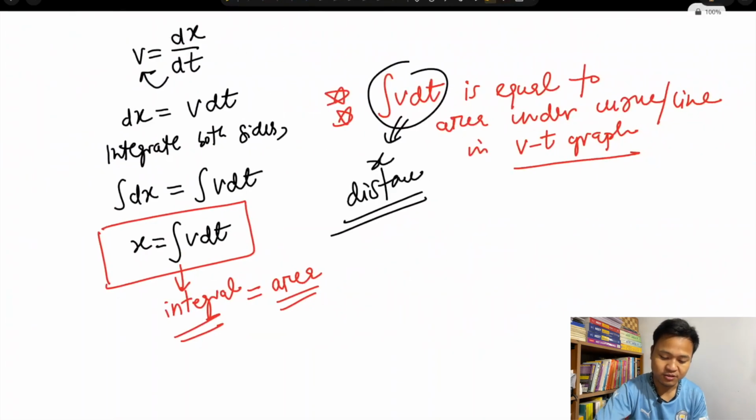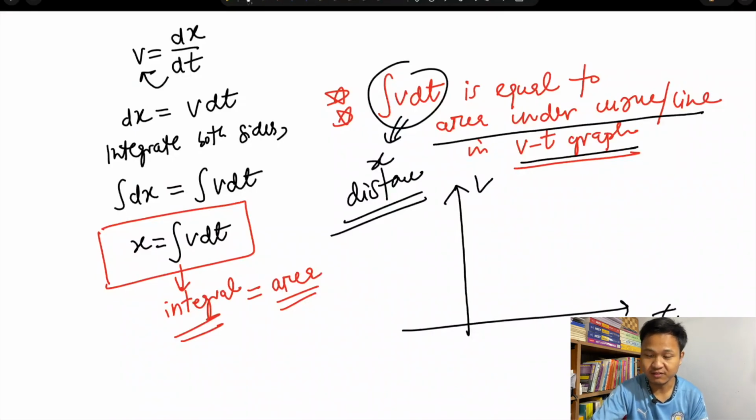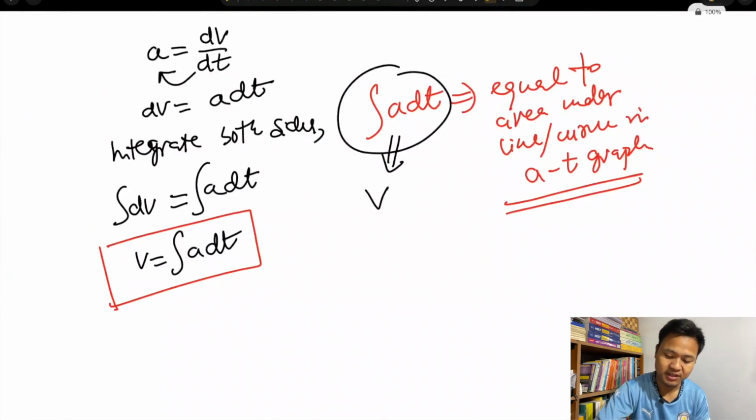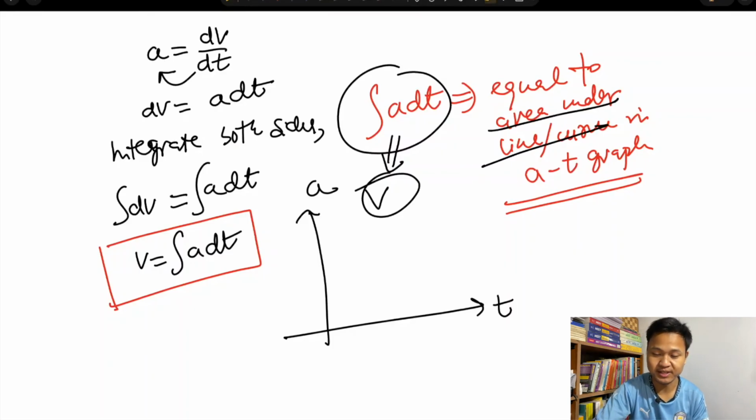Third, if you have a v versus t graph, here distance will be given by the area under the curve. So in a v versus t graph, distance is given by the area under the line. That is the third point. Fourth point, if you have an a versus t graph, acceleration versus time graph, here velocity v will be given by the area under the curve. So remember those 4 points. Let's do some questions on those 4 points.